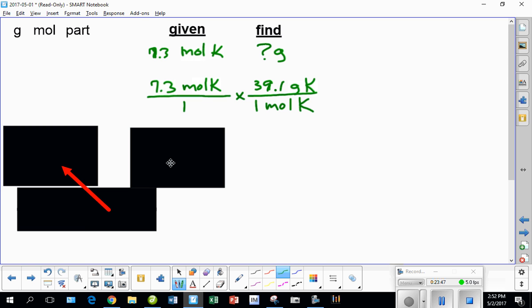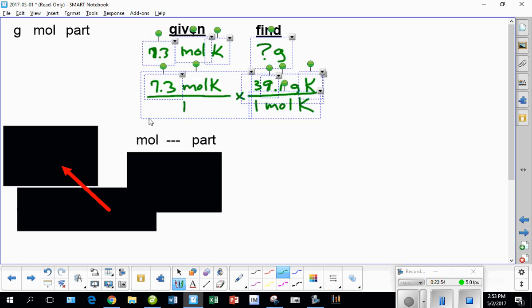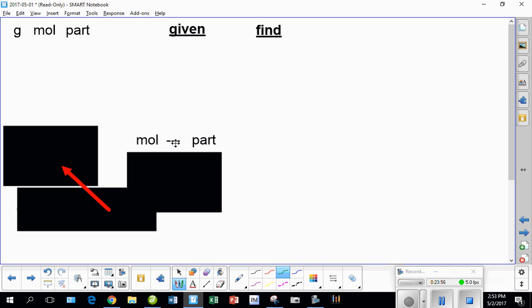Now, we're going to do another problem, and let's get rid of these. Now we're going to go moles to particles. And for that one, we're going to get Sophia. Okay, Sophia, what are we going to use now for the given? I will give you 4.6 moles. You pick an atom. Inside back cover of your textbook would be easiest to work with.